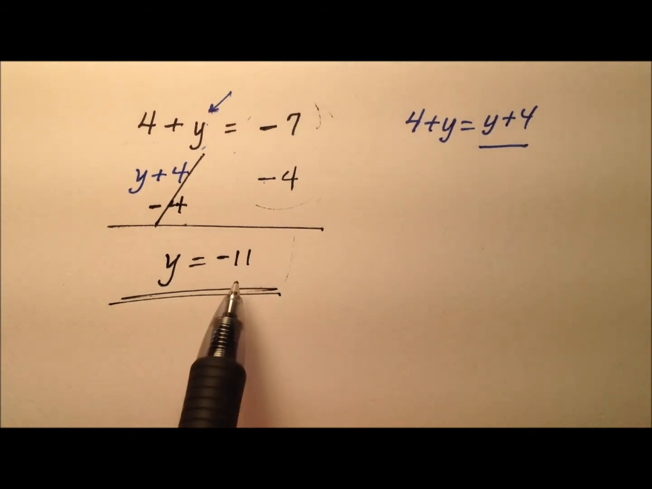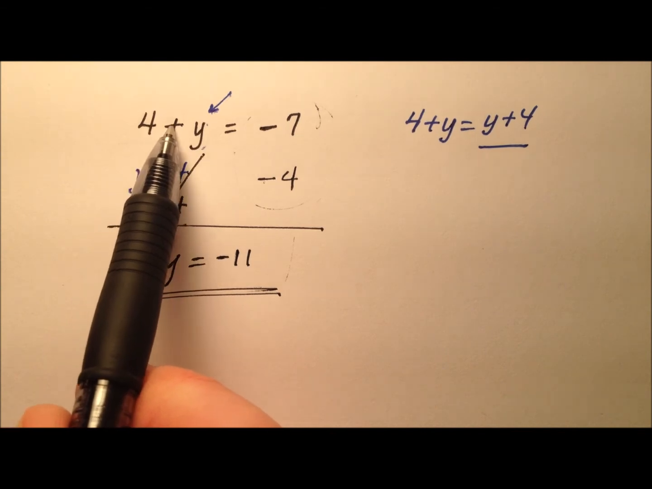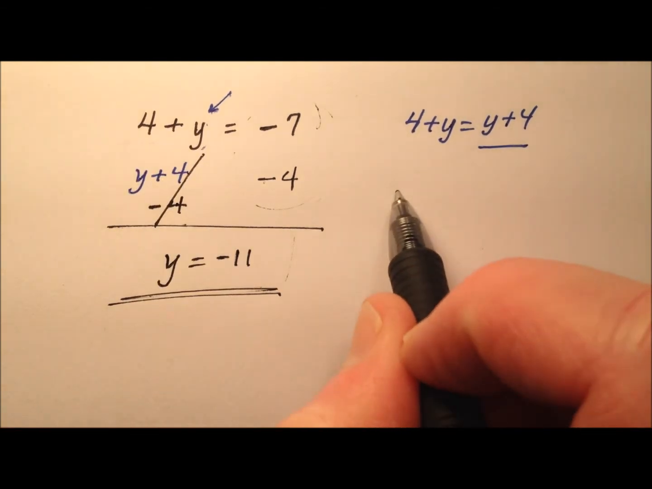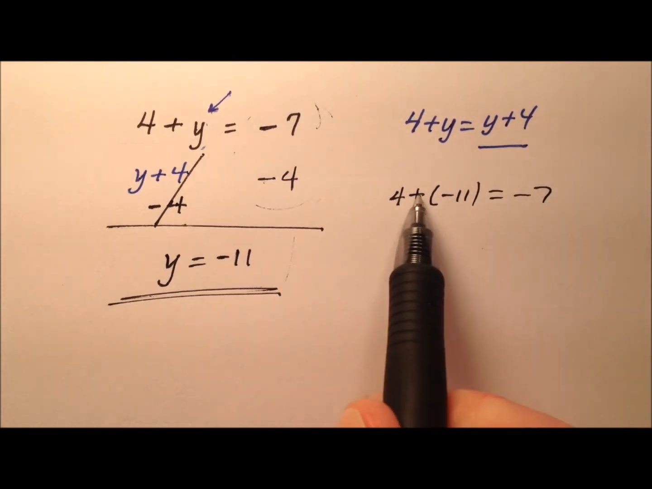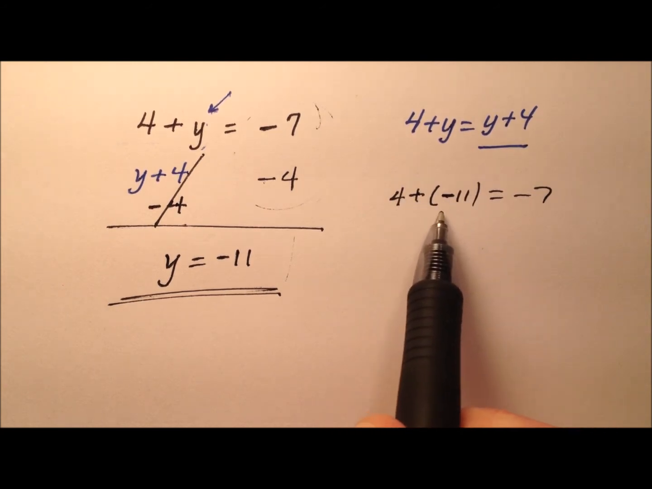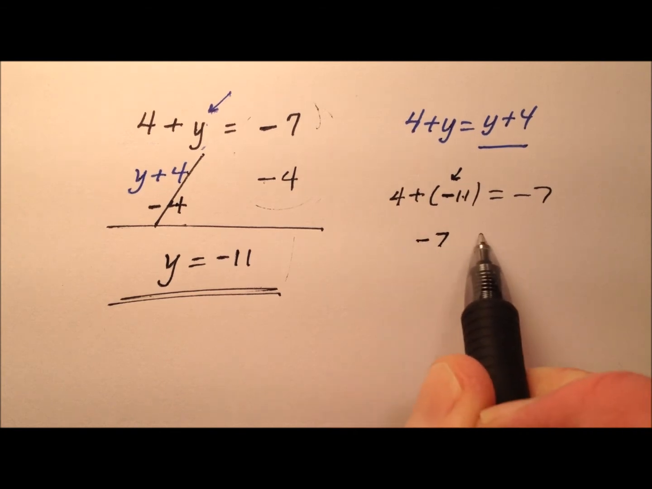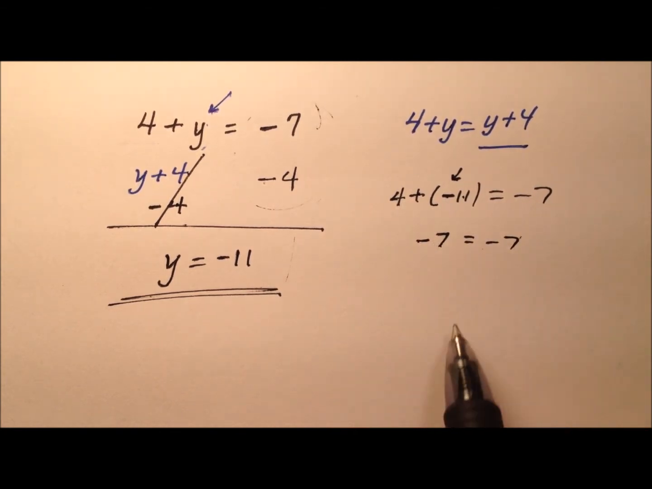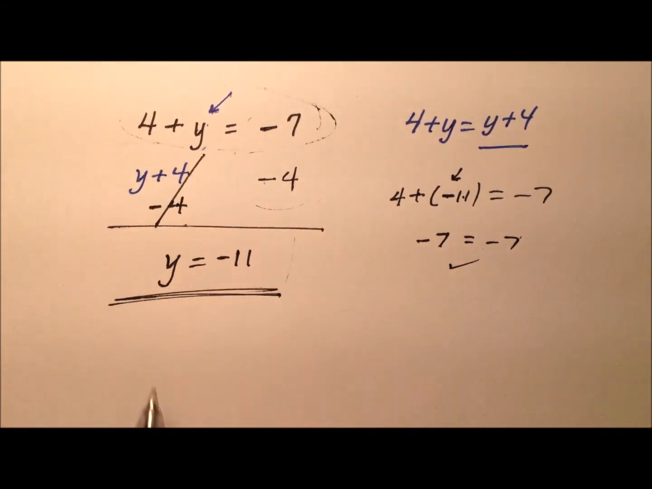So in this second example, when I plug negative 11 back into y, 4 plus a negative 11, let's go ahead and write that down, 4 plus a negative 11, well, when we add a negative, we're really subtracting and then keeping the sign of the larger one. So 11 minus 4 is 7, and keeping the sign of the larger is negative. So we see that negative 7 equals negative 7, so I know it works out. So the value for y that makes this equation true in this second example is negative 11.